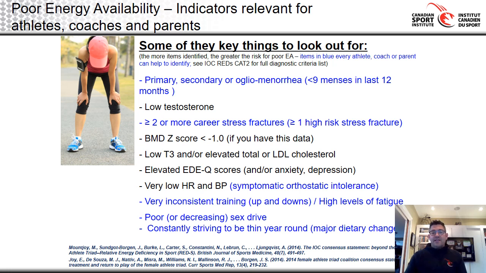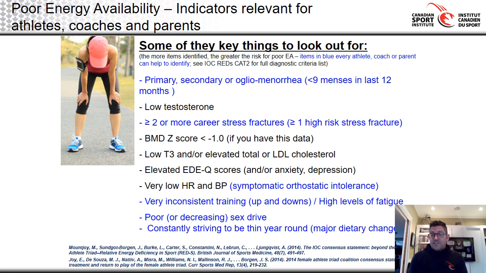If we move down again, symptomatic orthostatic intolerance caused by very low heart rate and blood pressure. Obviously, those are somewhat easier to measure. And symptomatic orthostatic intolerance tends to be getting really dizzy when rising up from bed or from sitting down. It is very low blood pressure and heart rate, so it can be situations of passing out during hard efforts.